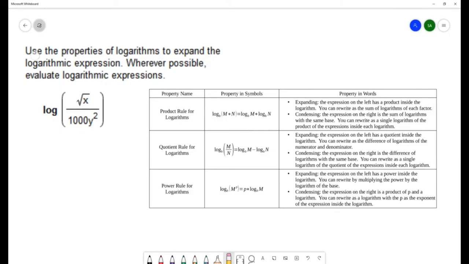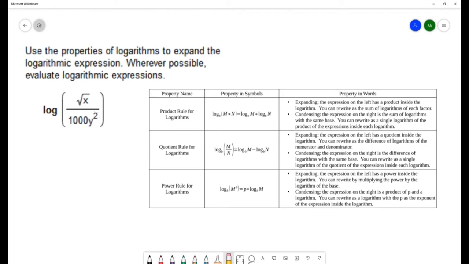For this question, we want to use the properties of logarithms to expand the logarithmic expression. Wherever possible, evaluate the logarithmic expressions. So the expression that we would like to expand is log of square root x over 1000 y squared.